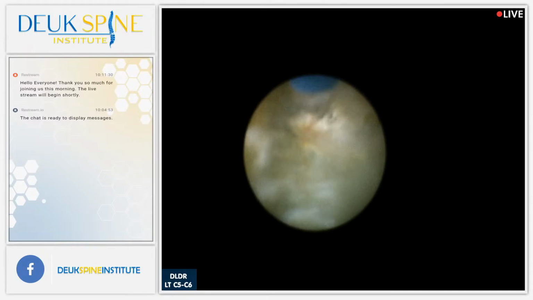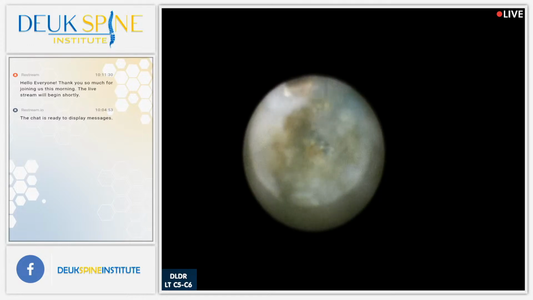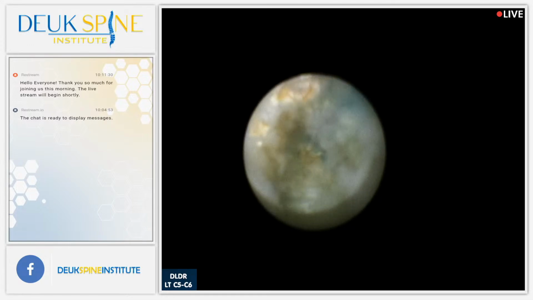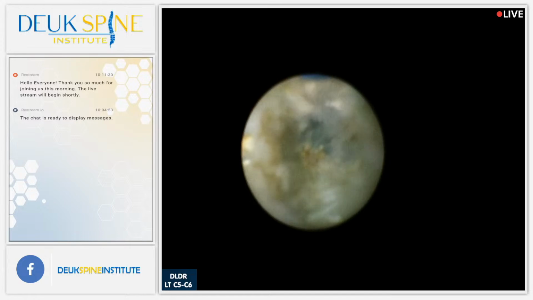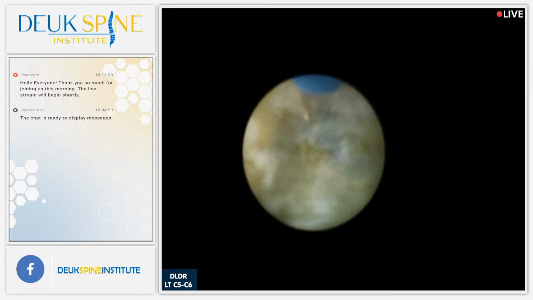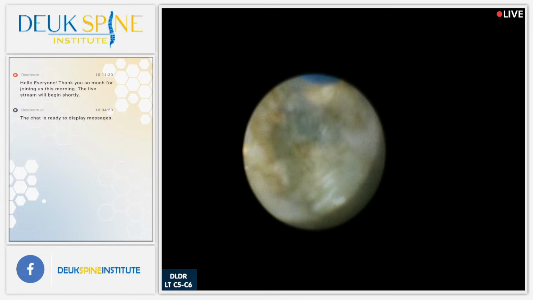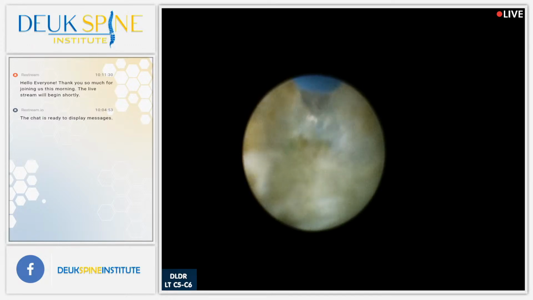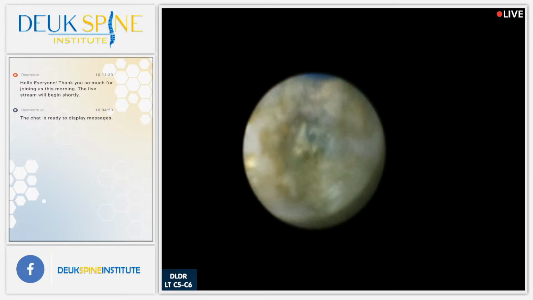War is destructive, and there is a war that goes on at the back of this disc when you have a herniation. It is your body's inflammatory system attacking what it considers to be a foreign invader, the enemy, which is the nucleus pulposus.